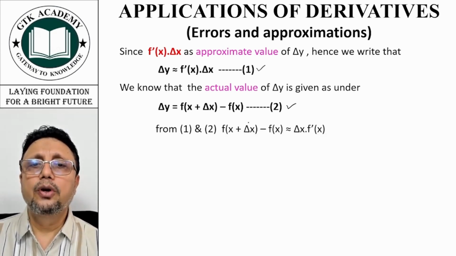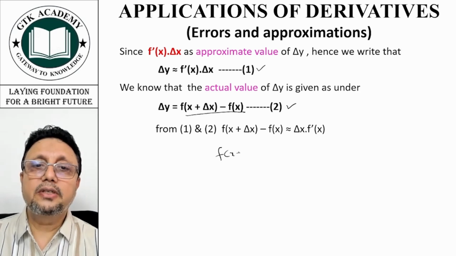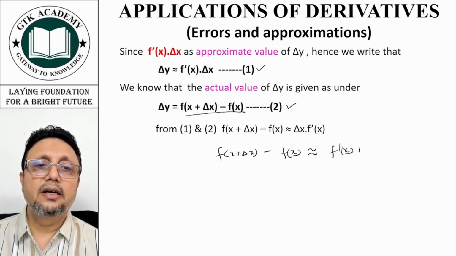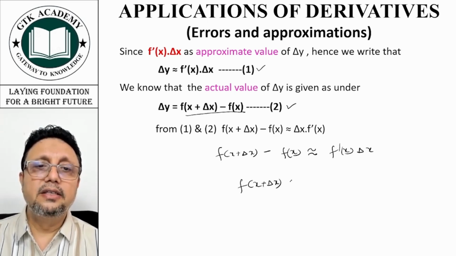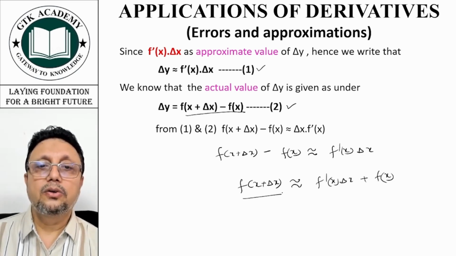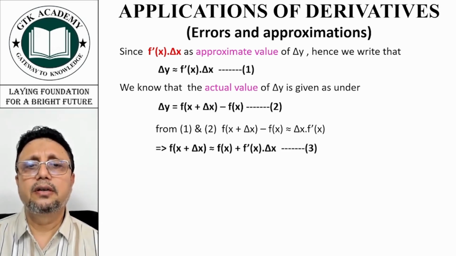From 1 and 2, we can write that f(x + Δx) − f(x) is nearly equal to f'(x)Δx. That means f(x + Δx) is nearly equal to f'(x)Δx + f(x). This is our third equation. Hope I am clear with all these three equations.